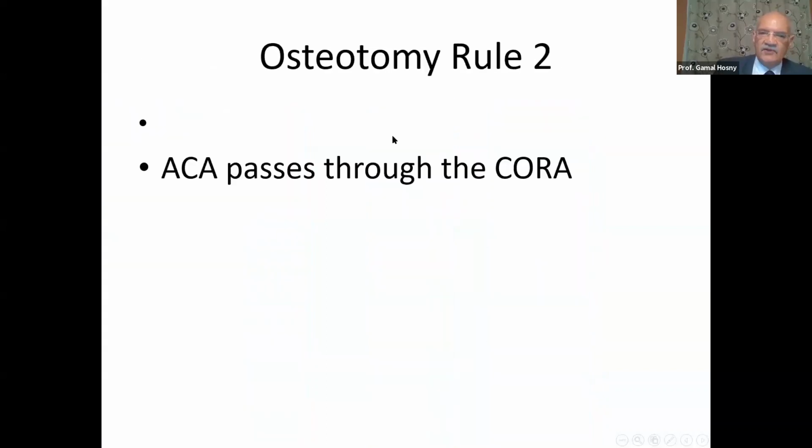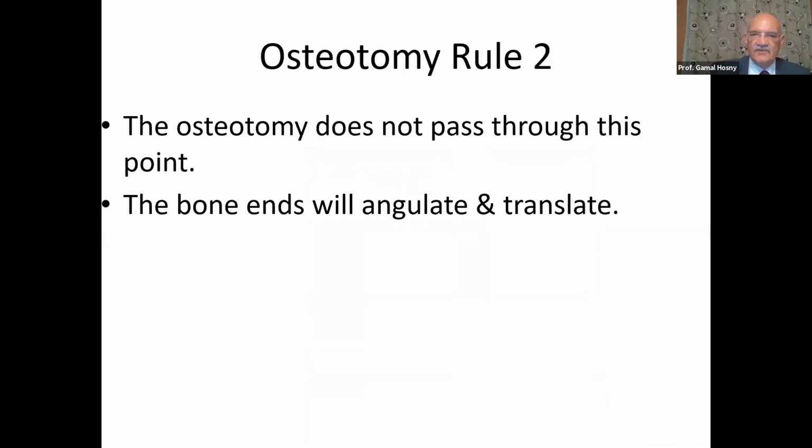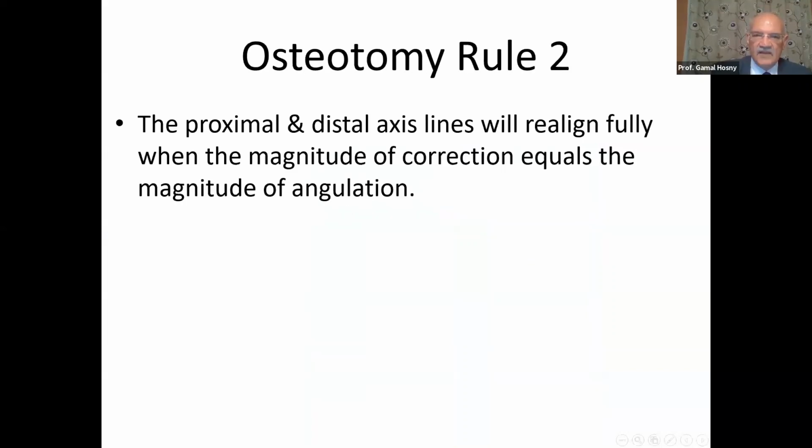Osteotomy rule number 2, the ACA passes through the Cora. So the ACA and the Cora are on the same line, but the osteotomy is not on the same line. So the osteotomy does not pass through this point. The bone ends will angulate and translate. However, the proximal and distal axis lines will realign fully when the magnitude of correction equals the magnitude of angulation.